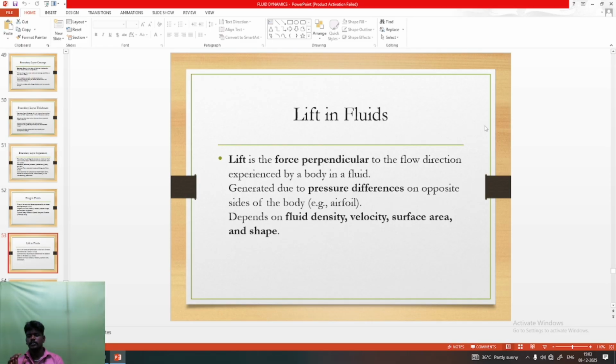According to Bernoulli's principle, below the airfoil the velocity is low but the pressure rises. On the upper surface of the airfoil the pressure is low but the velocity is high. Due to the pressure difference between the upper and lower surfaces, it generates lift. It depends on fluid density, velocity, surface area and shape.